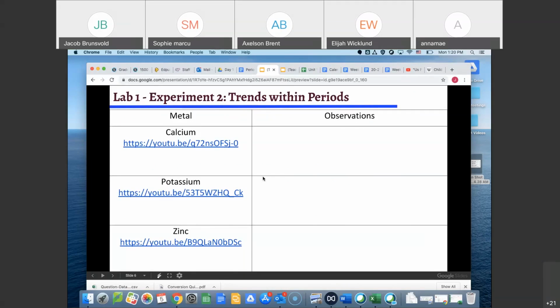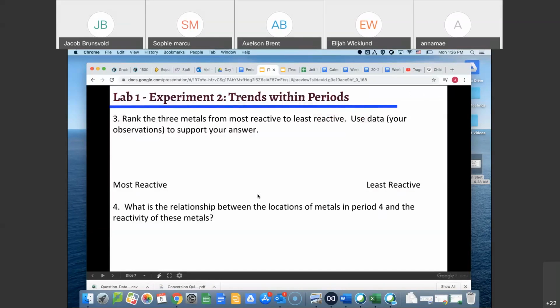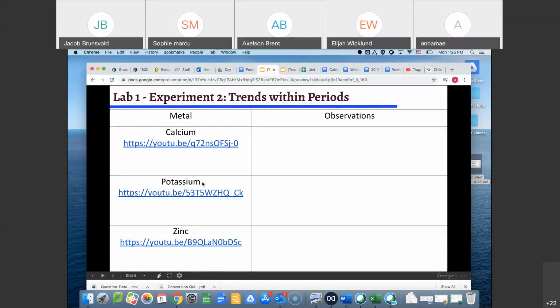Potassium was the most reactive. Zinc was the least reactive. I mean, potassium, you saw the whole thing actually set on fire during the reaction, so that one's got to be the most reactive. To get back to this, I keep getting off task here. So potassium is the most reactive, calcium is the next most reactive, zinc was the least reactive.